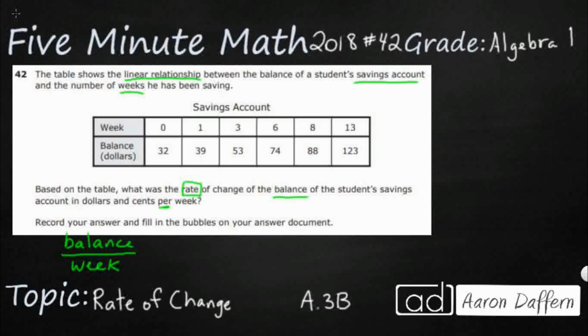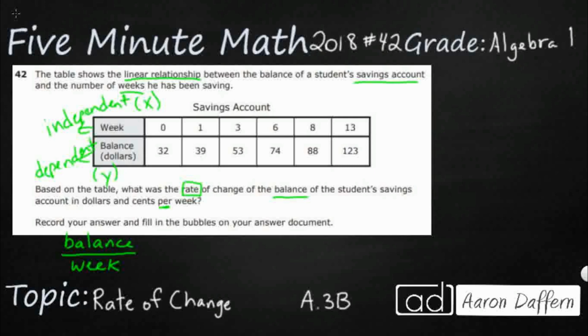So the week is going to be my independent variable. I start with my number of weeks, and that is going to determine what my balance is, because my balance depends on the number of weeks. We know that our independent variable is typically our x, that's our domain. The dependent variable is typically our y, our range.